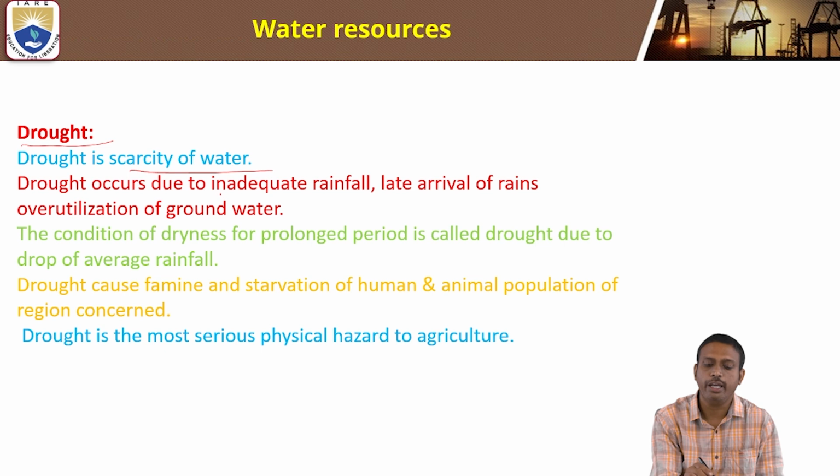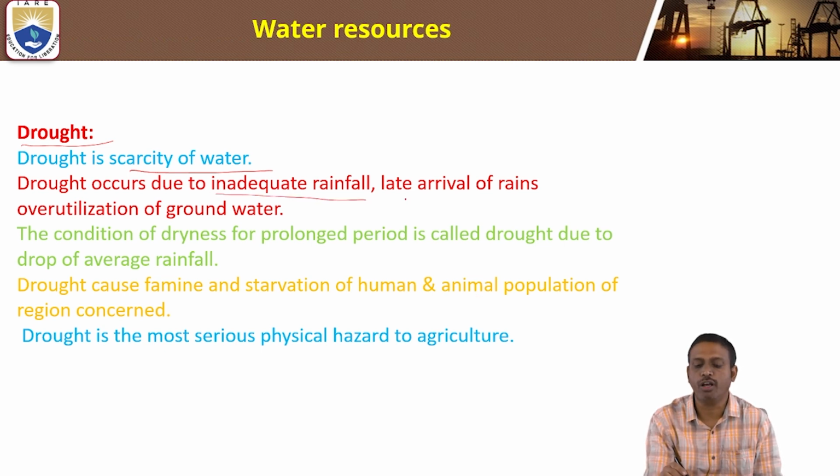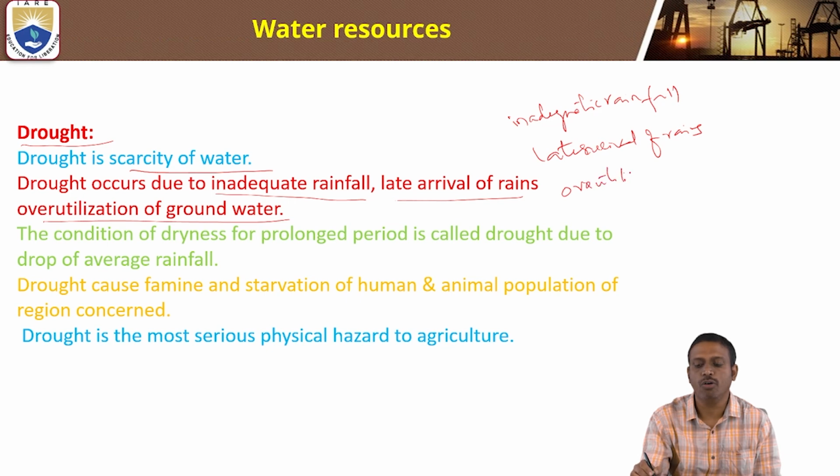Okay, drought occurs due to inadequate rainfall, late arrival of rains, or overutilization of groundwater. The main three causes of drought: one is inadequate rainfall, which means less rainfall leads to the drought. Next one is late arrival of rains, and overutilization of groundwater. All this leads to the drought.